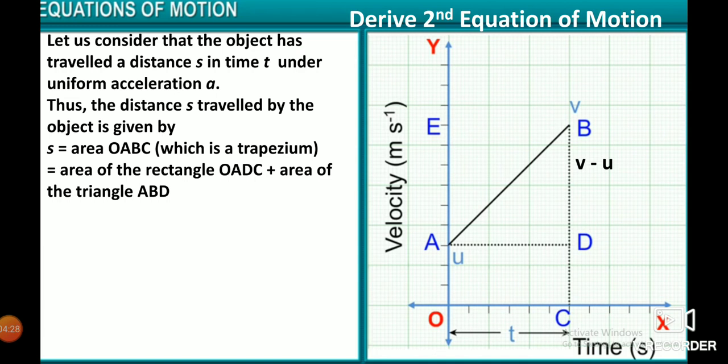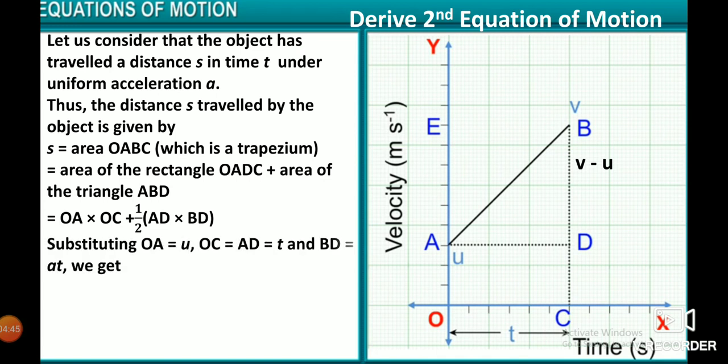So what is base here? It is a right angle triangle. So we take AD as base and we take BD as height. So it goes OA into OC plus half base into height, AD into BD. Just put the values as OA is equal to u. You put AD is equal to t and you put BD is equal to at. Now the question arises over here. Here it is written BD is equal to v minus u.